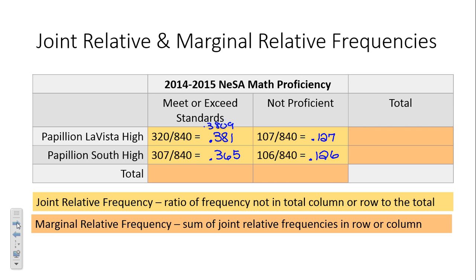Now, the marginal relative frequencies are simply the sums of your joint relative frequencies in your rows. So we're going to add these two decimals up and put them in the total column. Add these two decimals, put them in the total, and then vertically add the decimals and vertically add the decimals. Okay, so add those up.